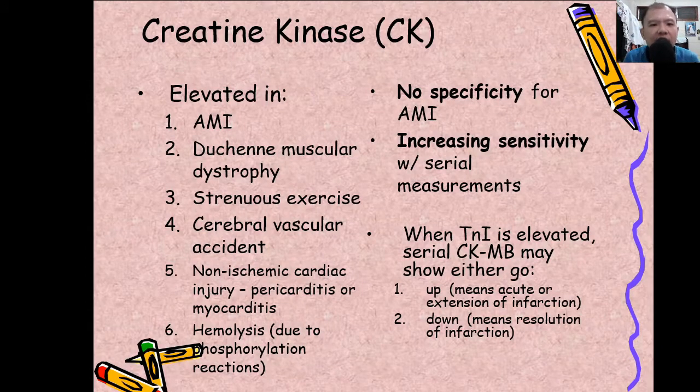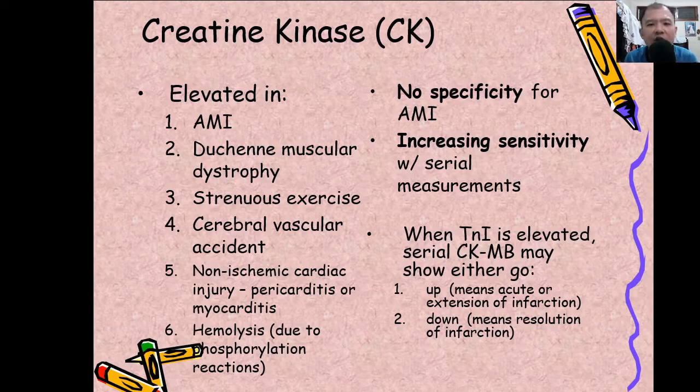Creatine kinase is elevated in the following situations. You have acute myocardial infarction, a genetic muscular disease such as Duchenne muscular dystrophy, strenuous exercise, even stroke, non-ischemic cardiac events such as pericarditis and myocarditis, and we also have a false positive when you have hemolysis, due to the phosphorylation reactions that are also produced by the red blood cells.